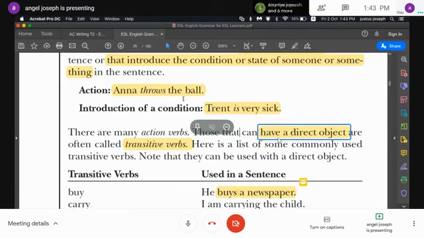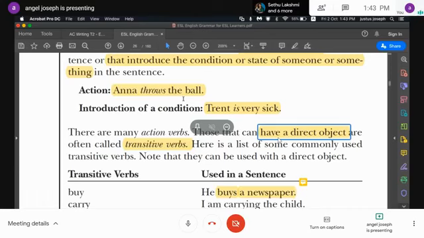Now here, do you see any other object? I don't see any other object, right? There is just one object, the ball. In many cases there are two objects, so we have to decide if it is a direct object or if it is an indirect object.